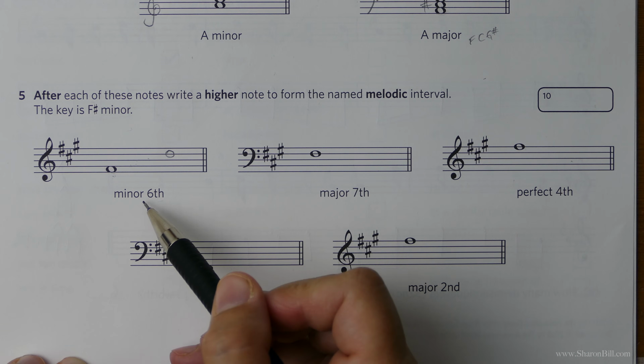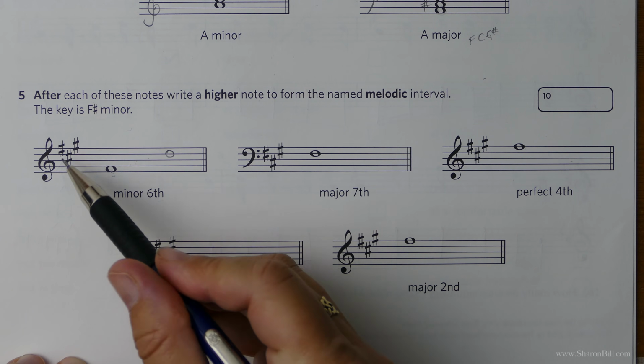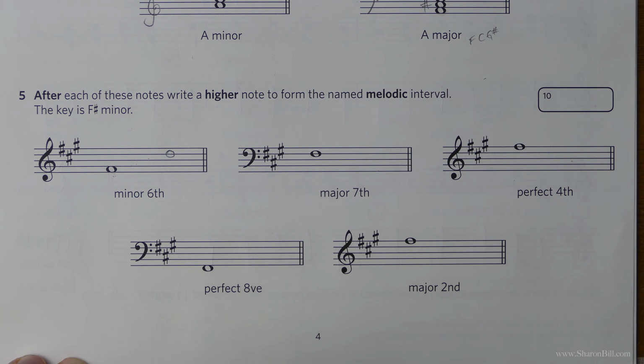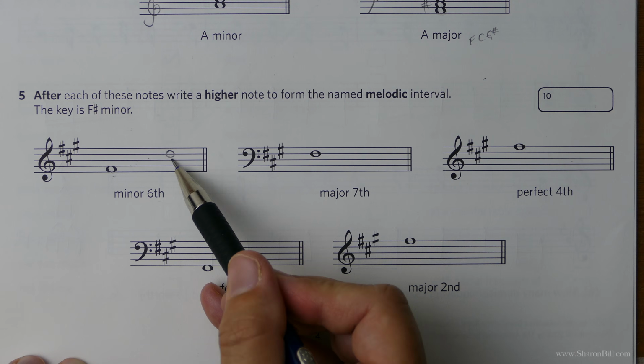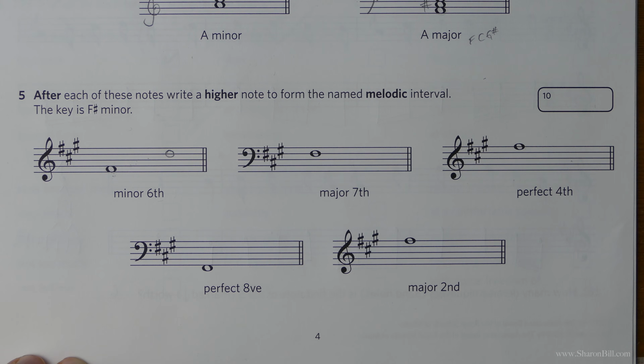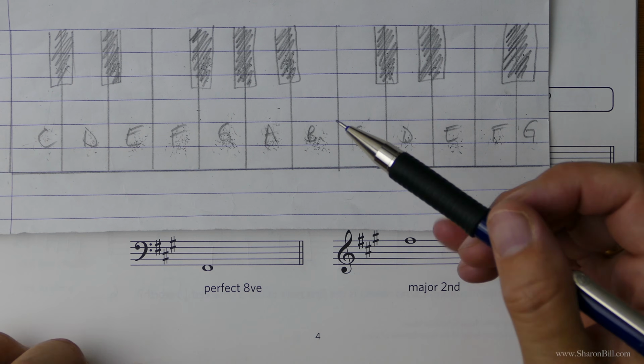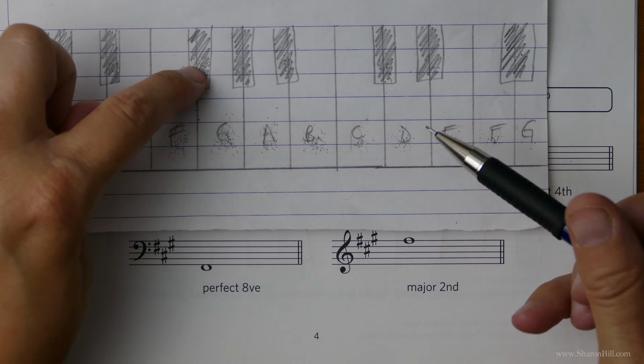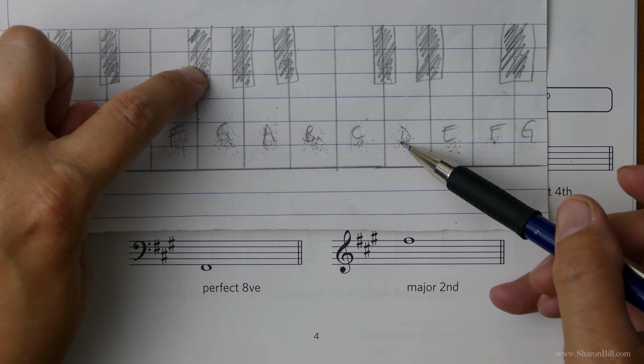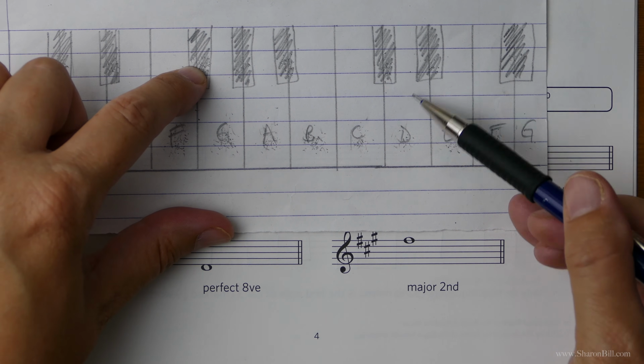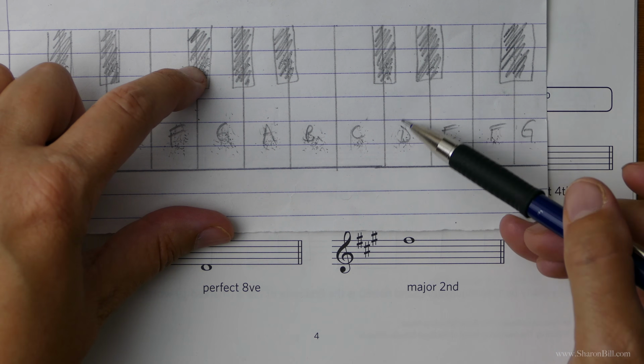Now a minor 6th fits in with the key signature of F sharp minor, and so nothing needs changing there. That's correct. F sharp to D is a minor 6th. If you're not sure, you can always tell by looking at the piano keyboard. F sharp to D is the minor 6th. To D sharp would be a larger interval, that would make it major.